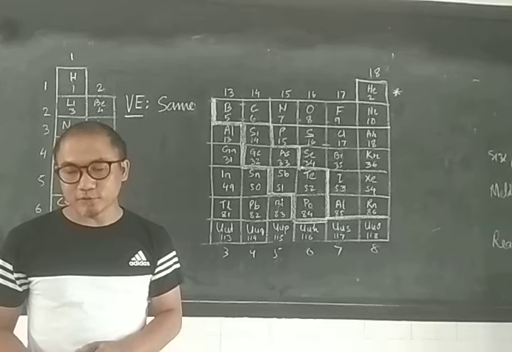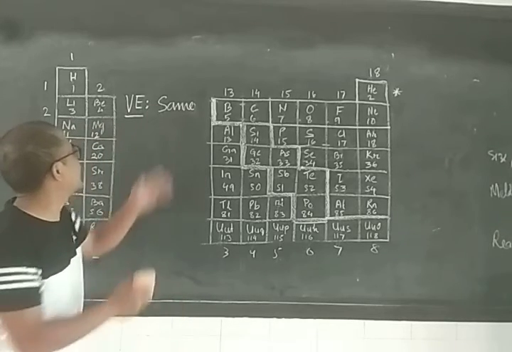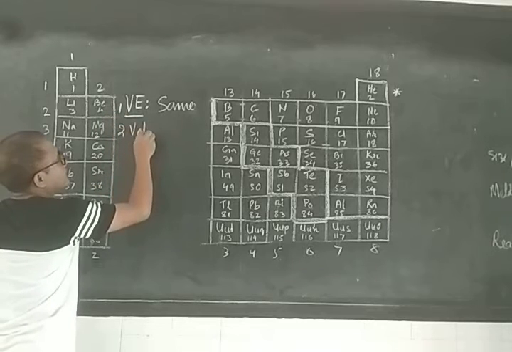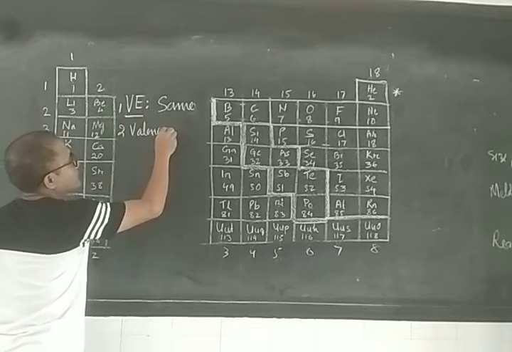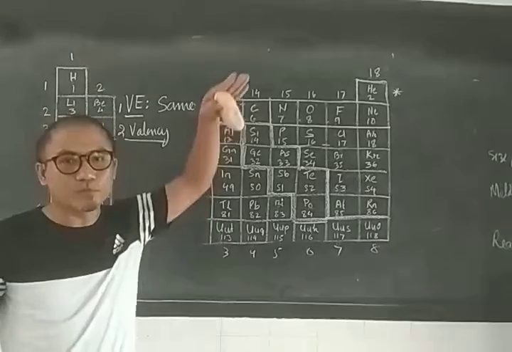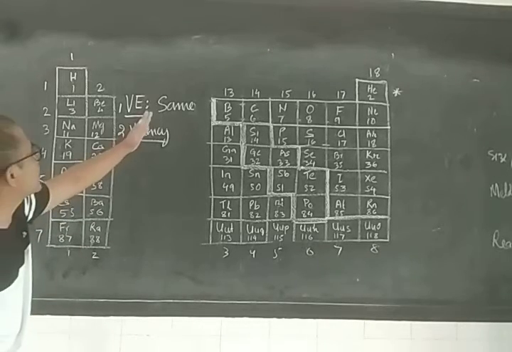Now valence electron will be finished here. The second one, after valence electron, is valency. What happens to the valency as we move from top to bottom? As one moves from top to bottom, the valency in the group remains the same. Therefore, all the elements in the group have the same valency. Same as with the valence electron.